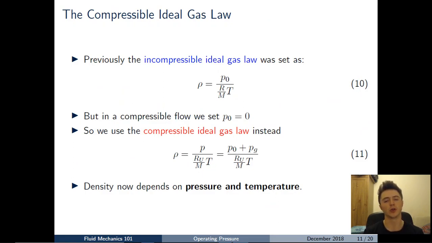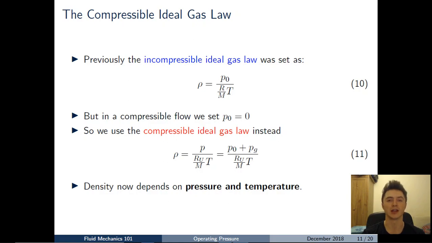So previously, we defined the ideal gas law as the incompressible ideal gas law, which you can see there in equation 10, and density is the operating pressure divided by the gas constant multiplied by the temperature. But if you think back, remember for the compressible flow, we set the operating pressure to 0, so P0 is equal to 0. So clearly we can't use that form of equation 10. We have to do something different.